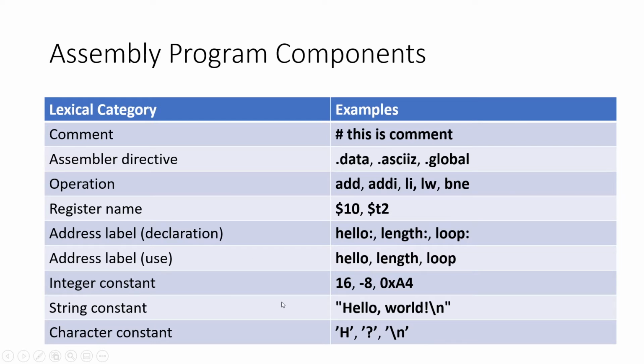We can create integers. As you can see, integers could be positive, negative, or also the integers could be in hexadecimal form as well. Strings we can create with double quotes, and the characters we're going to create with single quotes. So this is how we're going to create the program.